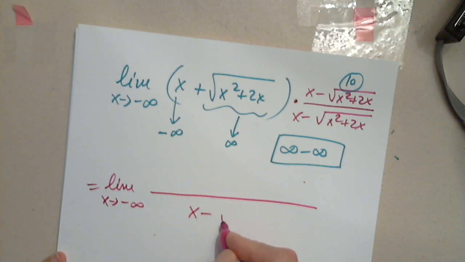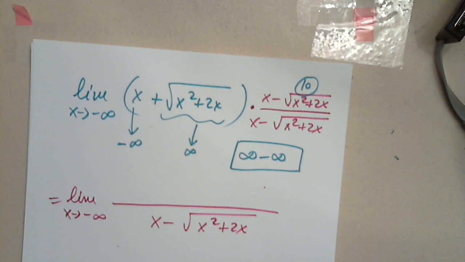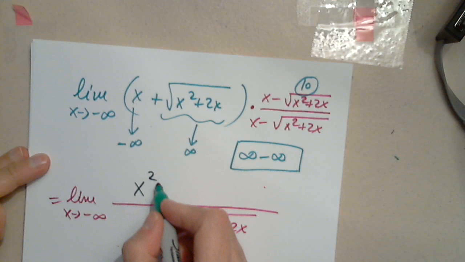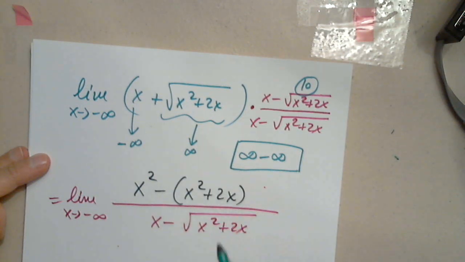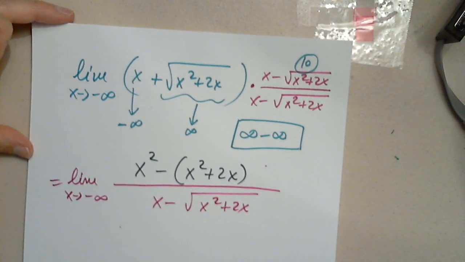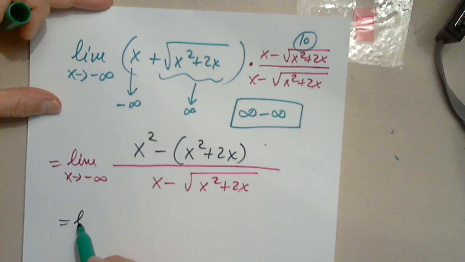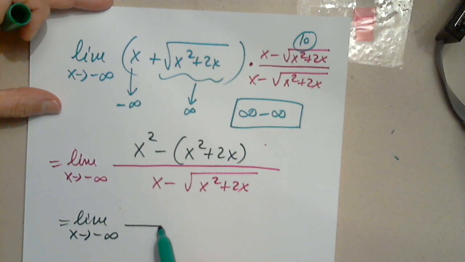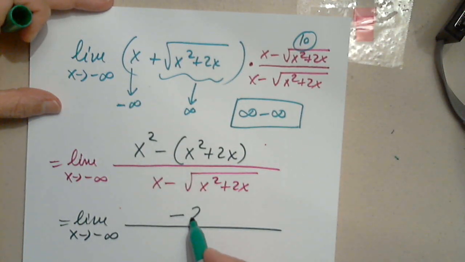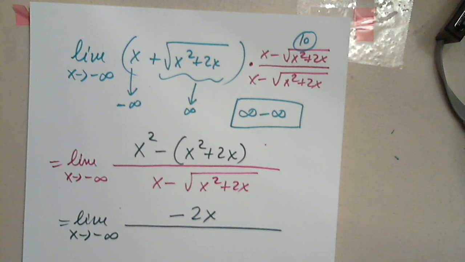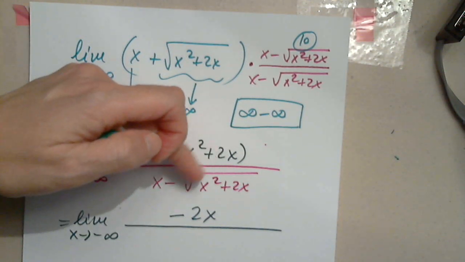The denominator is very clear. I have to work on it in a minute. But what about the numerator? What do we get in the numerator? X squared minus the x squared. Yes, that's the best way, to be safe rather than sorry. Good. So then we have limit as x approaches negative infinity. And the numerator will be negative 2x, because x squared minus x squared will go away, and then minus 2x.